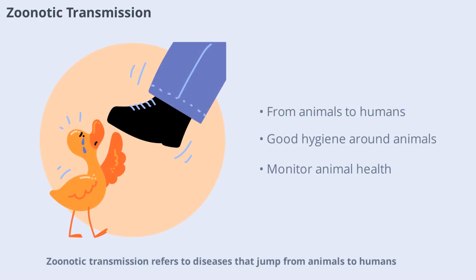Zoonotic transmission refers to diseases that jump from animals to humans. Many emerging infectious diseases like COVID-19, Ebola, and rabies have zoonotic origins. Close contact with animals, consumption of animal products, or exposure to animal waste can facilitate this type of transmission. Practicing good hygiene around animals and monitoring animal health are important preventive measures.